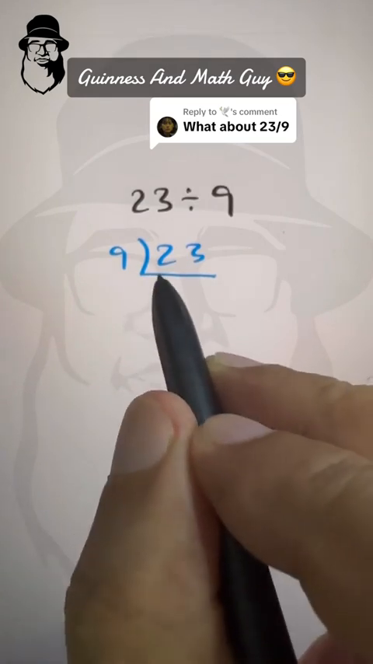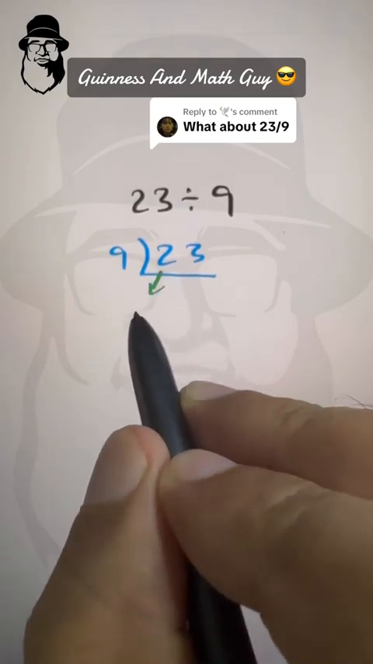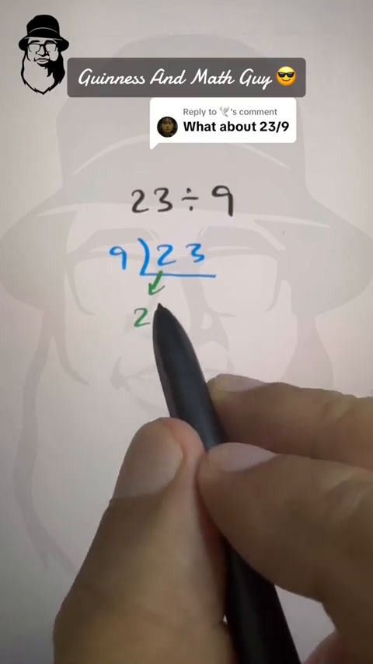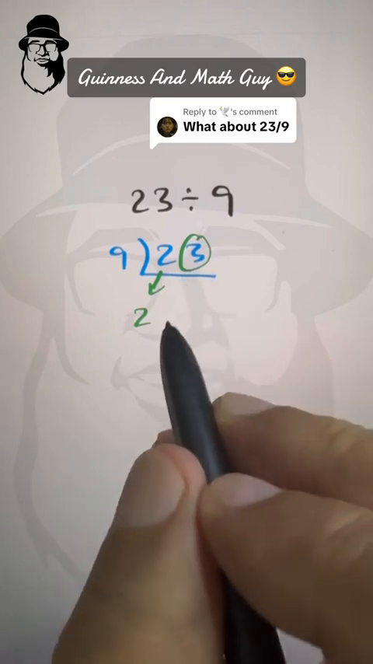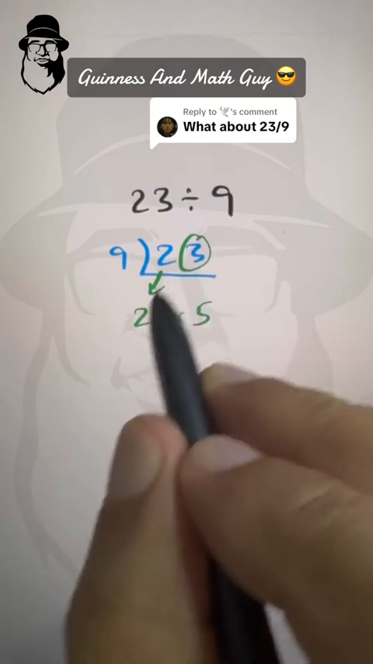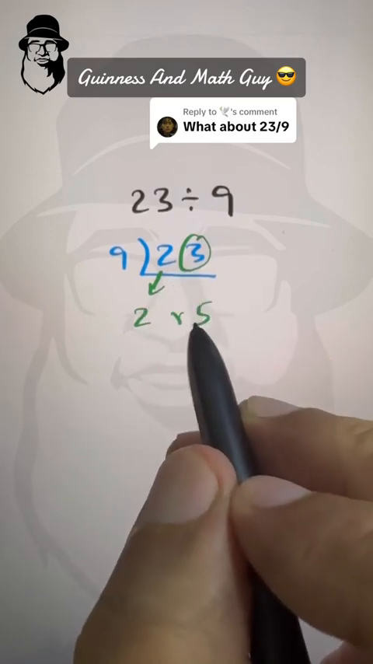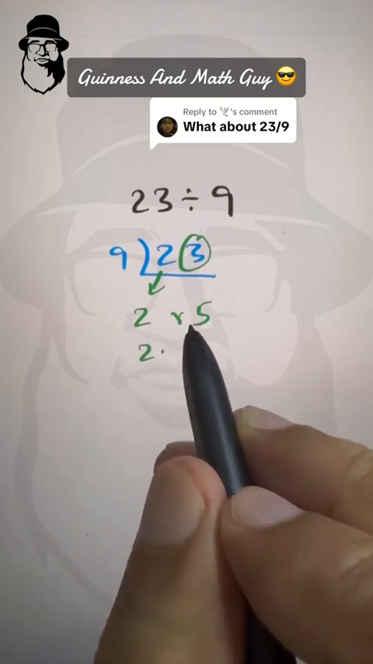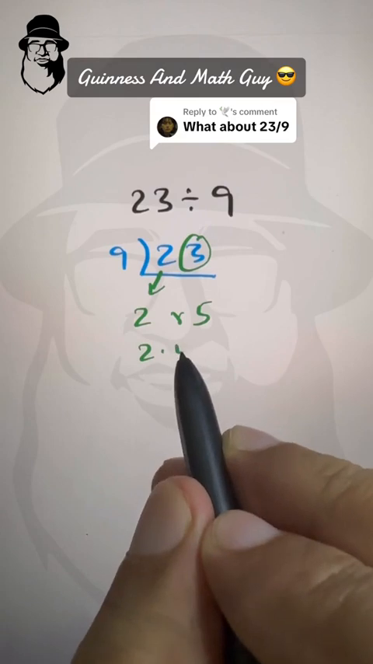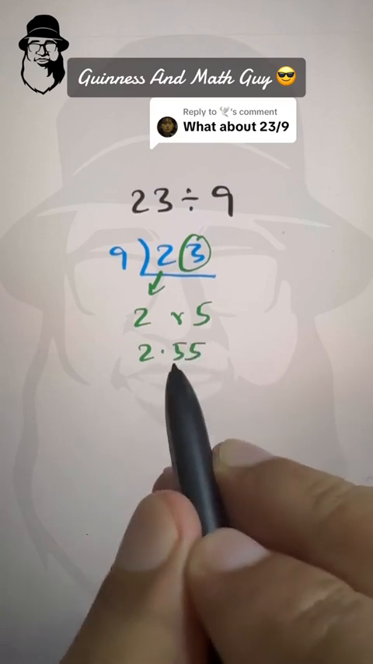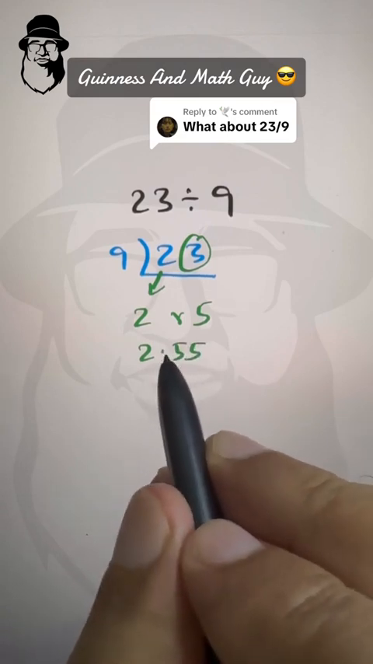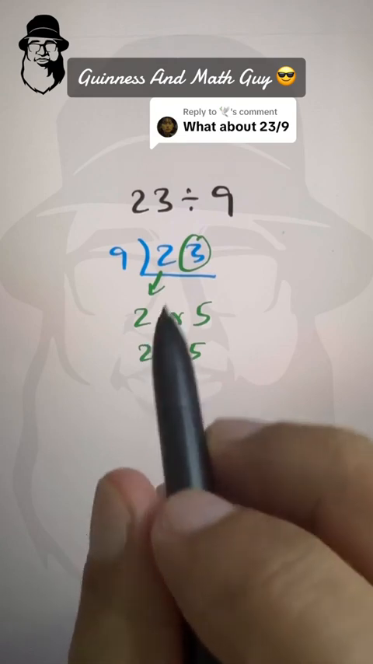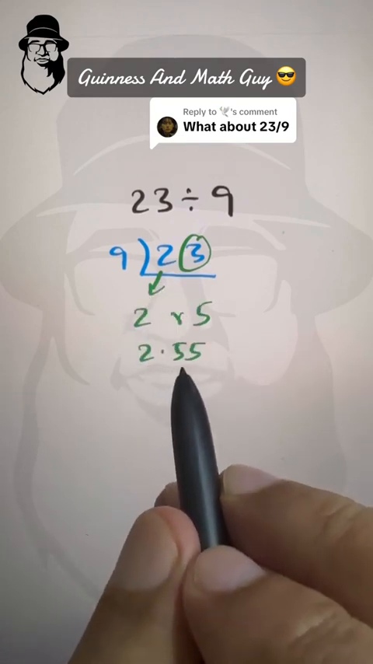Here we'll write the answer. Bring this 2. This is the first part of the answer. Then this 2 plus this 3 is 5. So remainder 5. The last one is your remainder. And we can say 2 remainder 5, or whatever the remainder is, you can write it after the point. It's actually repeating 5. You can write 2.55.